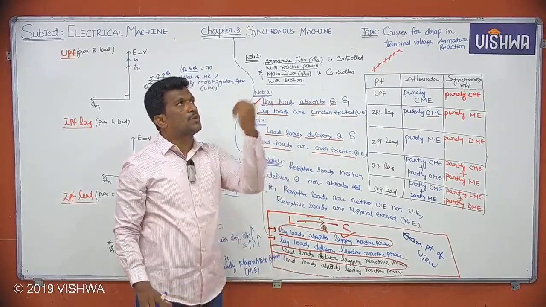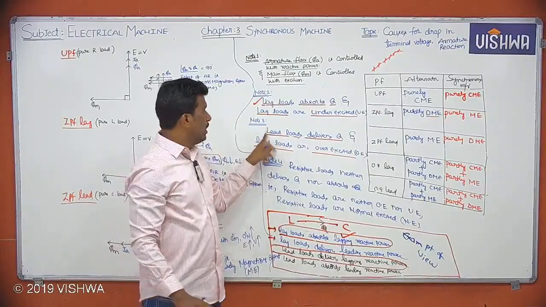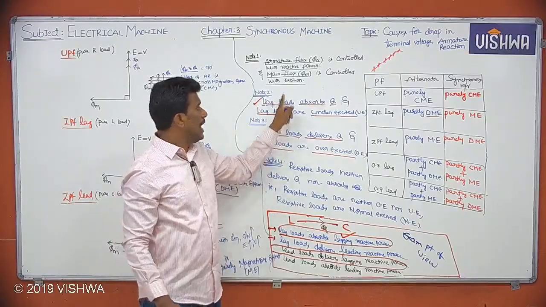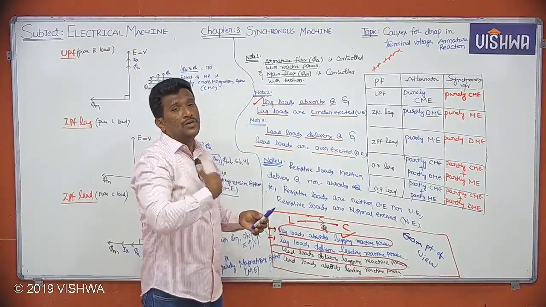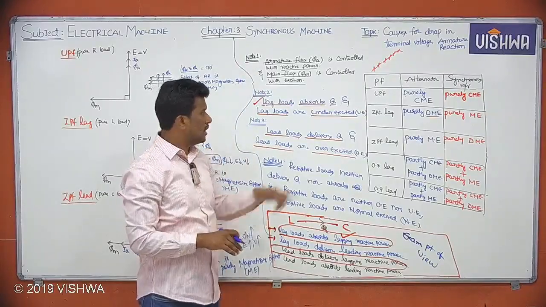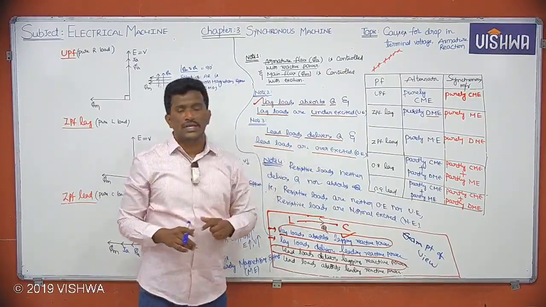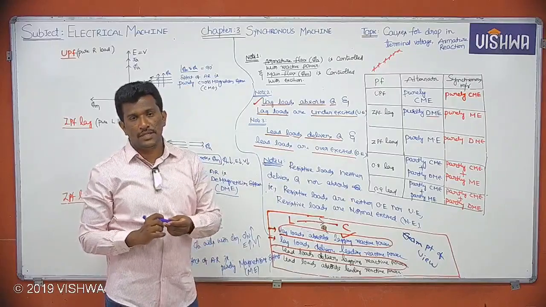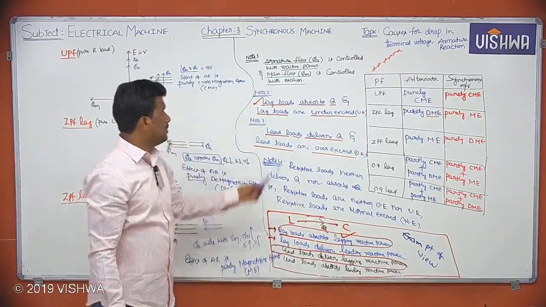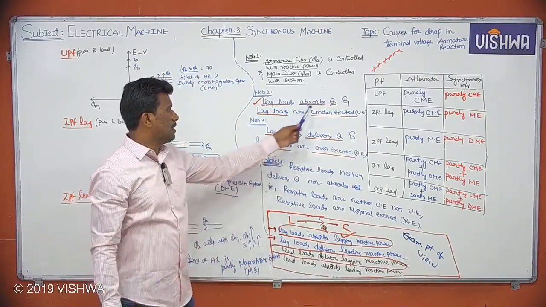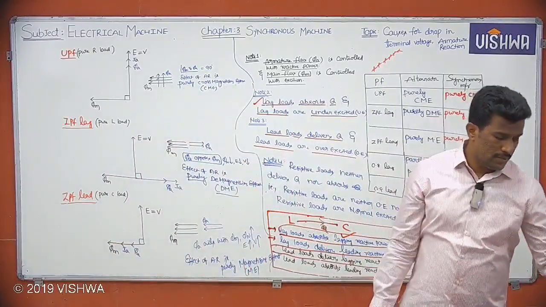Lag loads absorb reactive power simply. Lead loads deliver reactive power. Since lag loads absorb reactive power, they are under excited. Lead loads deliver reactive power, and they are over excited. Is it clear? So please write these four statements for exam point of view, and remember note 2 and note 3 in terms of reactive power only. Don't include lagging or leading words.